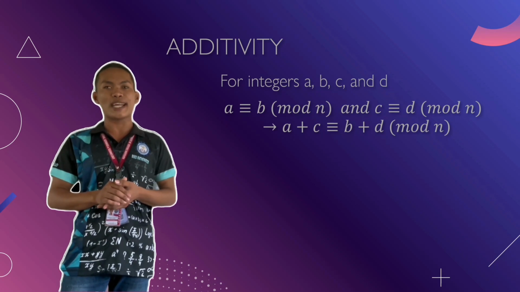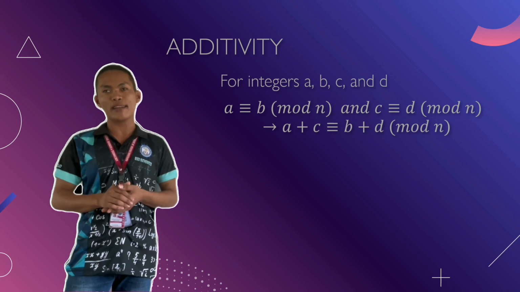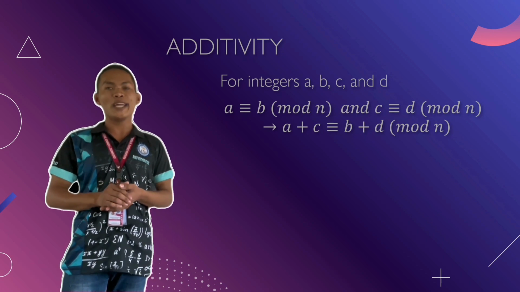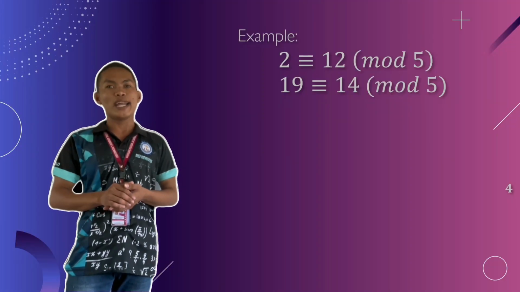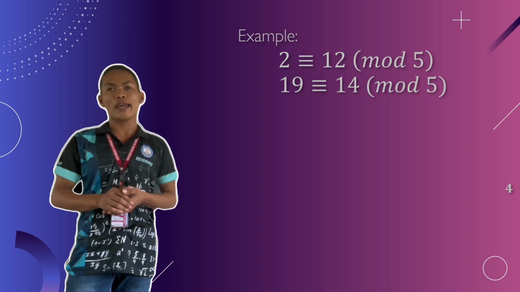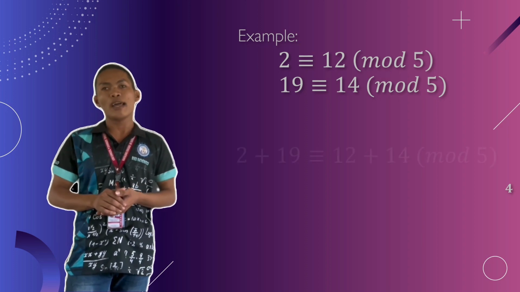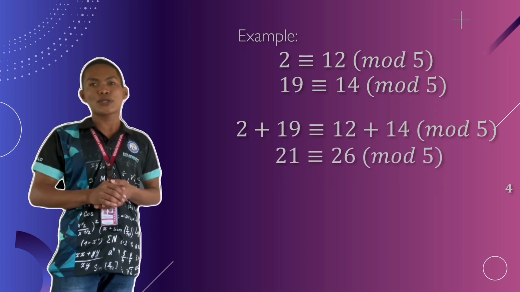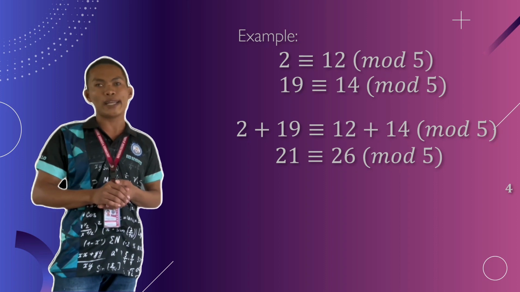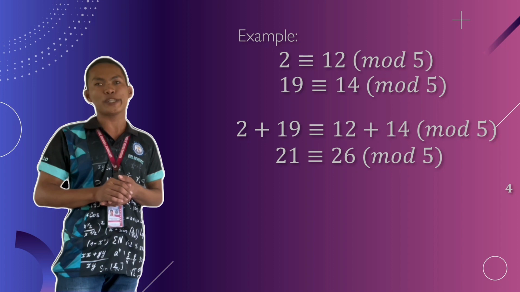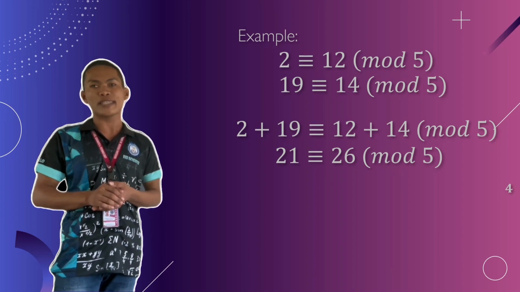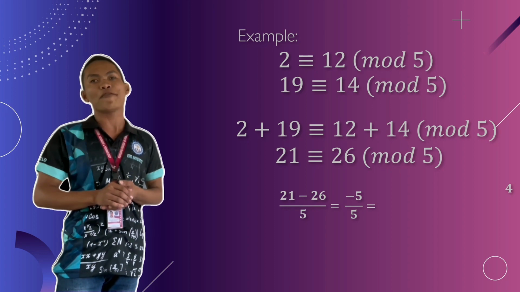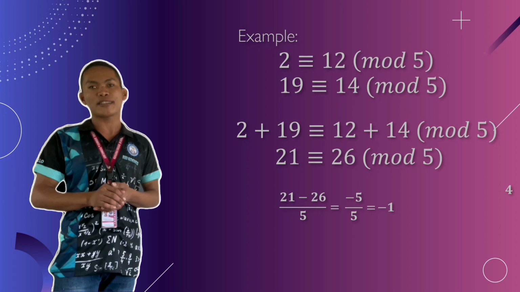The fourth property is additivity. For integers a, b, c, and d, if a is congruent to b modulo n, and c is congruent to d modulo n, then a plus c is congruent to b plus d modulo n. For example, 2 is congruent to 12 modulo 5, and 19 is congruent to 14 modulo 5, then 2 plus 19 is congruent to 12 plus 14 modulo 5. So 2 plus 19 is 21, and 12 plus 14 is 26. So 21 is congruent to 26 modulo 5. 21 minus 26 is negative 5, divided by 5 is negative 1, an integer, therefore it is correct.